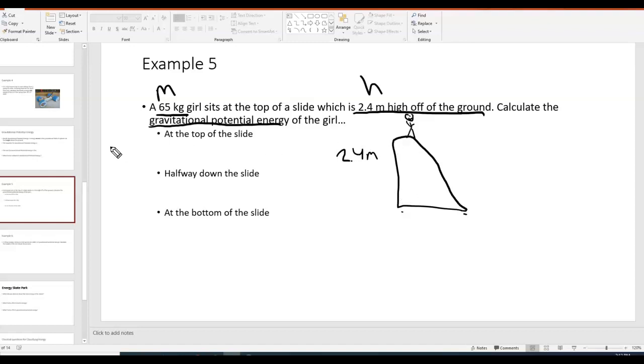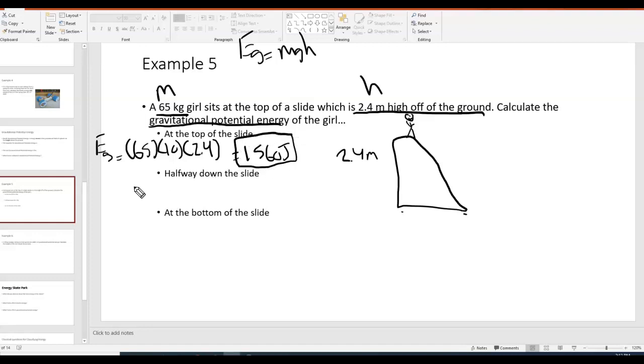So if I want to find the gravitational potential energy at the top of the slide, I'm going to use mgh, right? Because that's the equation for gravitational potential energy. And I'm going to do 65 times 10 times the height, which is 2.4. Okay, and so 65 times 10 times 2.4 equals 1,560 joules.